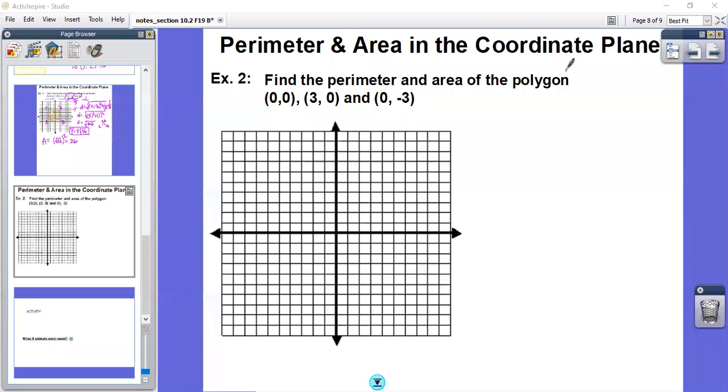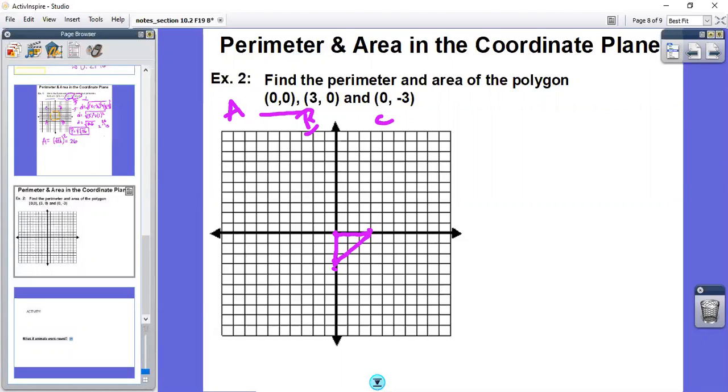In the next example, they want us to find the area and the perimeter again of a polygon, and there's only 3 points. I can sort of infer it's going to be a triangle, but let's plot those anyway. So the points are 0, 0 at the origin, and I'm just going to label these A, B, and C. Point B is going to be at 3, 0, and then point C is at 0, -3. So our shape looks like that.